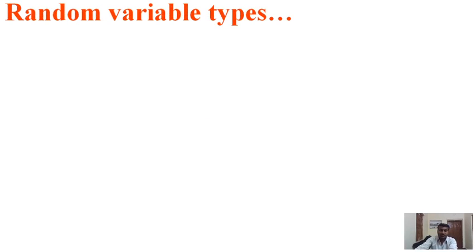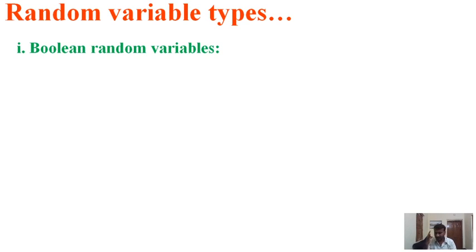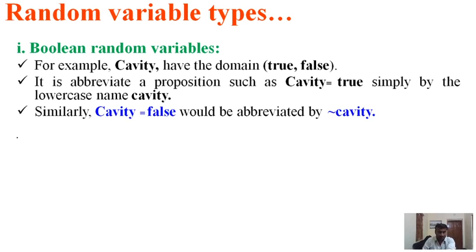Then these random variables have different types. There are basically three different types. The first one is Boolean random variables. For example, cavity has the domain true or false. So Boolean values mean true or false. If the cavity is there, it comes under true. If the cavity is not available, it comes under false. Such random variables are called Boolean random variables.